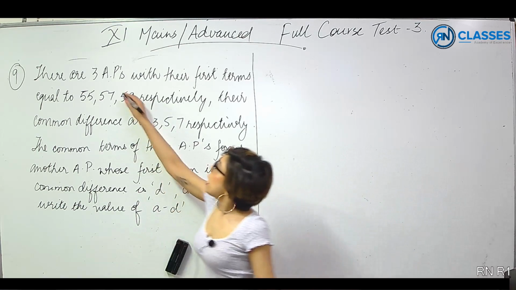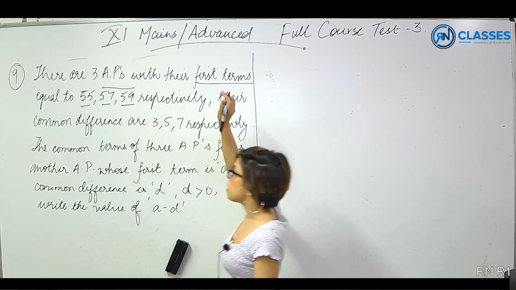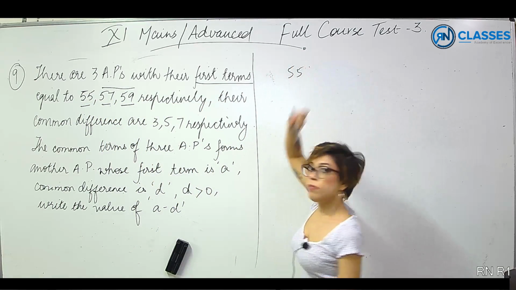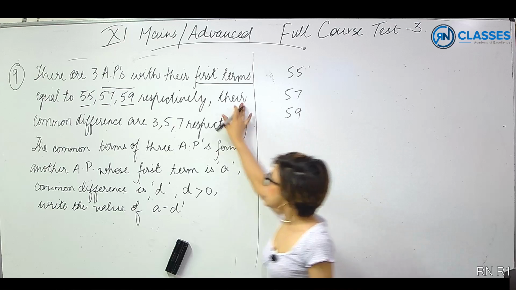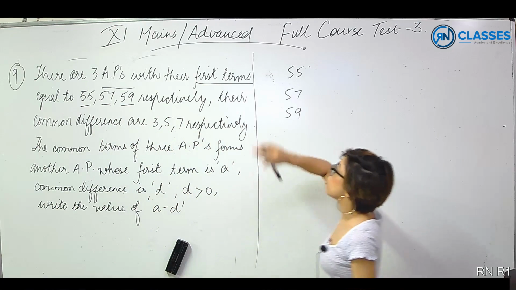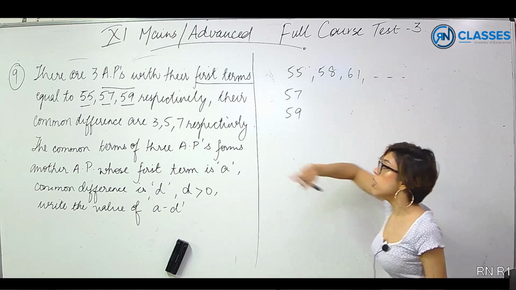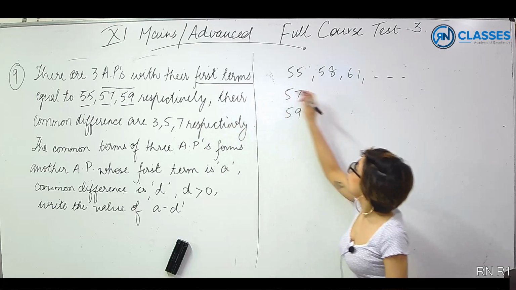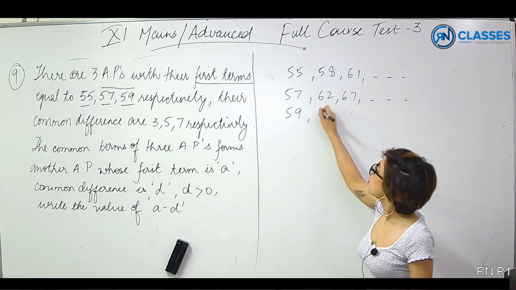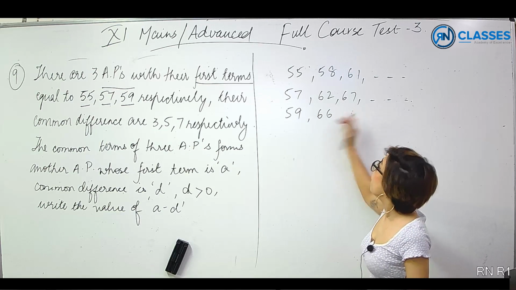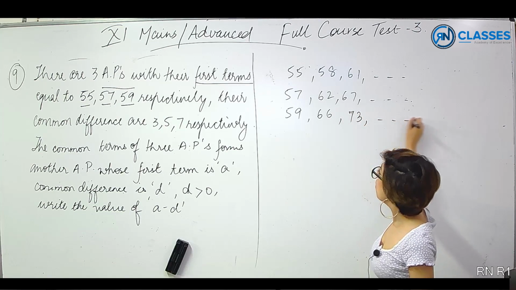Now he says there are 3 APs with their first terms equal to 55, 57, 59 respectively, and their common differences are 3, 5, 7 respectively. So the first common difference is 3, so the next term would be 58, then 61, and so on. Then 57, with plus 5: 62, then 67, and so on. Then the common difference is 7: 59, 66, plus 7 that is 73, and so on.